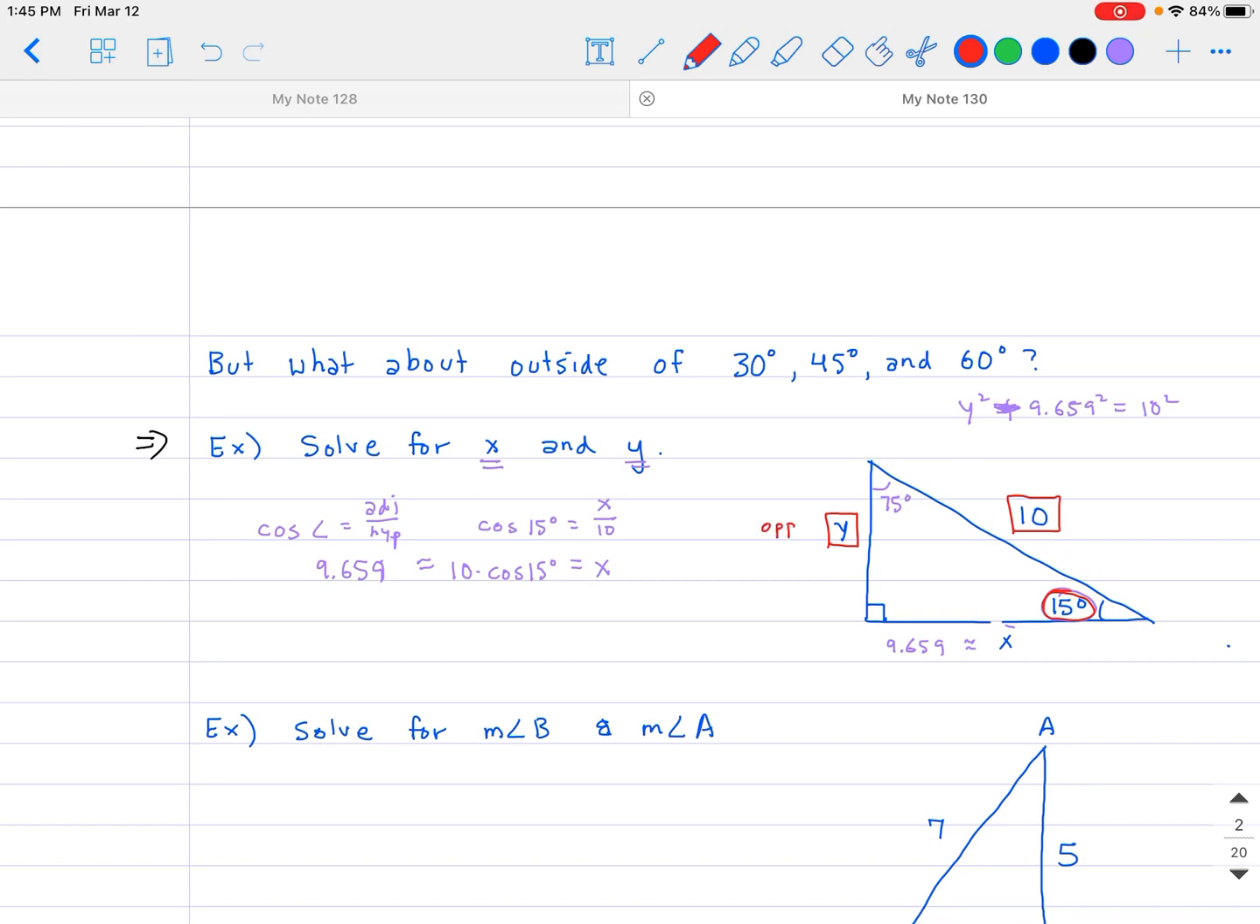So what deals with opposite and also the hypotenuse? Well, that's where sine comes in, because sine of an angle is the opposite over the hypotenuse. So that means the sine of 15 degrees is equal to the opposite, which is y, divided by 10, which is the hypotenuse. So once again, we're going to multiply 10 to the other side. So 10 multiplied by the sine of 15 degrees is going to be equal to y.